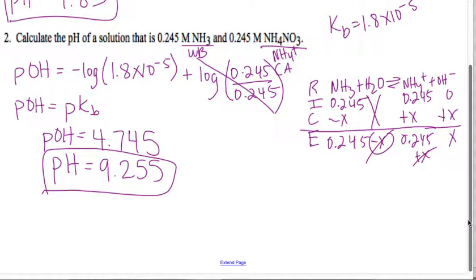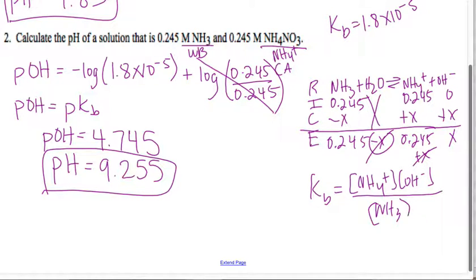So when we write our expression, our Kb is equal to our NH4 plus times OH minus divided by the NH3. We know this is the same. Those two are the same, right? So what happens to them? They cancel out. So we'd get the Kb equal to the OH minus, which is basically the Kb is equal to the x, which is the exact same thing as taking the negative log of both sides and getting this. So this is just a faster way to do the same thing as doing a RICE table.